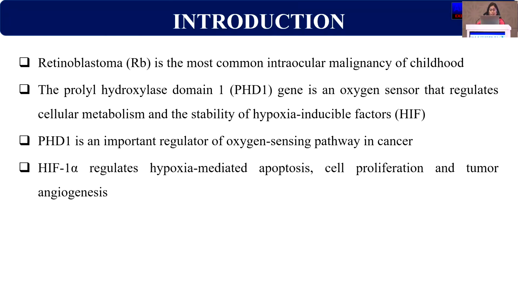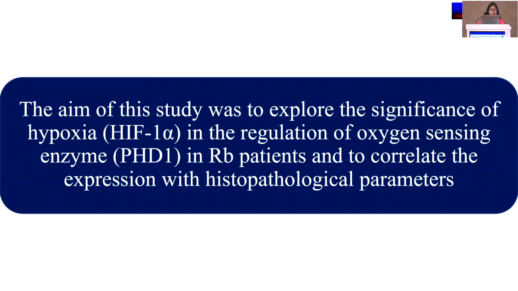The PHD1 gene is an oxygen sensor that regulates cell metabolism, and it is an important regulator of the oxygen sensing pathway in cancer. And HIF1 alpha regulates hypoxia-mediated cell apoptosis, proliferation, and tumor angiogenesis.